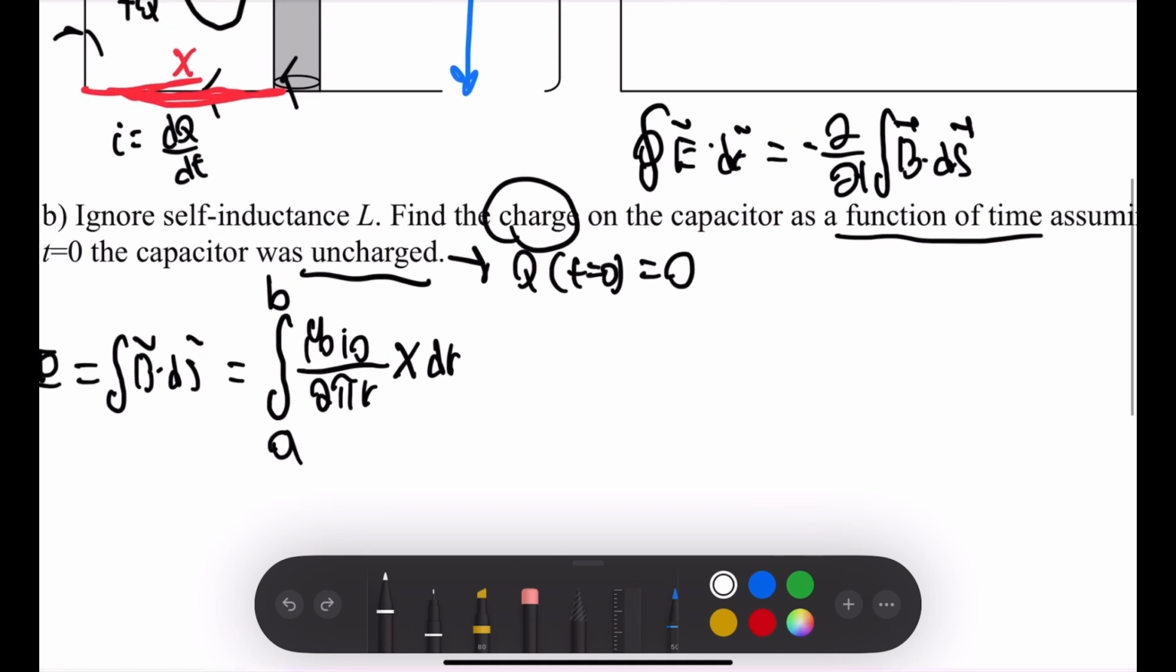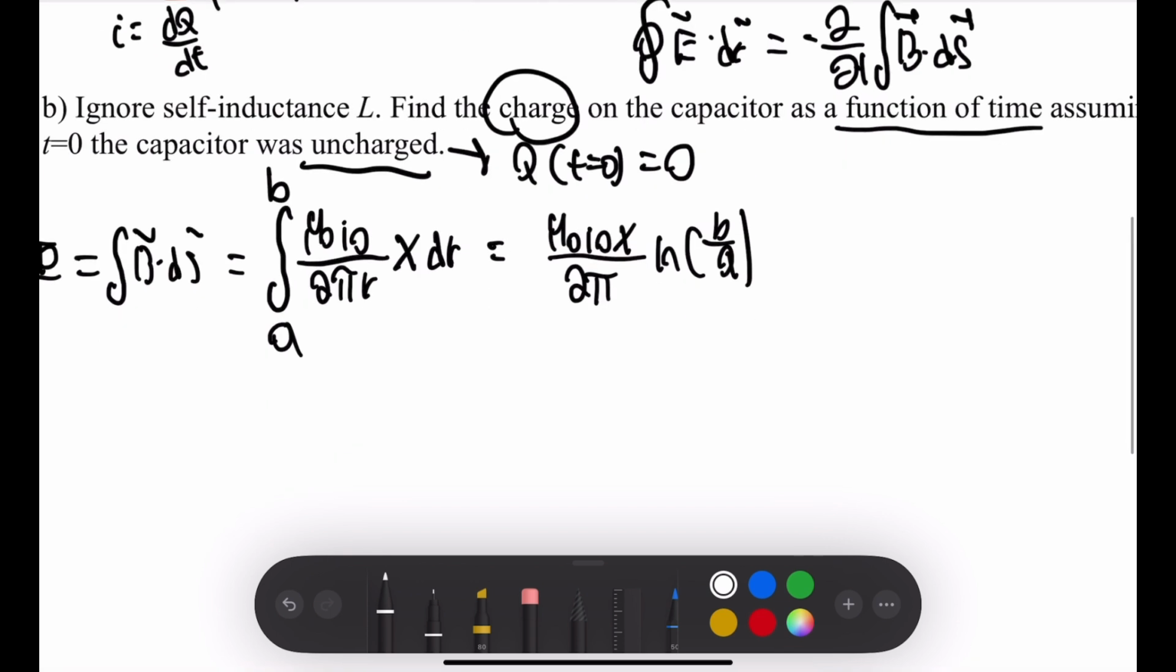So now I just need to evaluate it. So this is going to give me mu naught I naught x over 2 pi 1 over r. The integral of 1 over r is ln of r. If I plug in my bounds, it will be ln of b minus ln of a, or combine it into one log, so you get ln b over a.